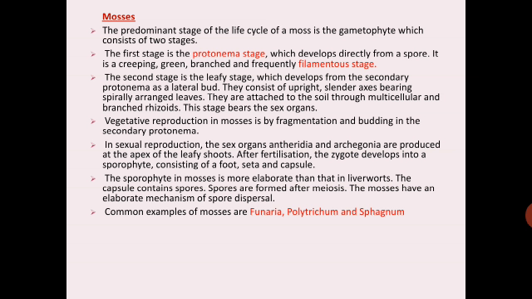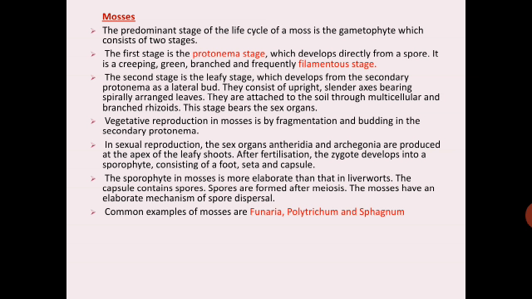Vegetative reproduction in mosses is by fragmentation and budding in the secondary protonema. In sexual reproduction, the sex organs antheridia and archegonia are produced at the apex of leafy shoots. After fertilization, the zygote develops into a sporophyte consisting of a foot, seta and capsule. The sporophyte in mosses is more elaborate than that in liverworts. The capsule contains spores. Spores are formed after meiosis. The mosses have an elaborate mechanism of spore dispersal. Common examples of mosses are Funaria, Polytrichum and Sphagnum. So this was information about the mosses.